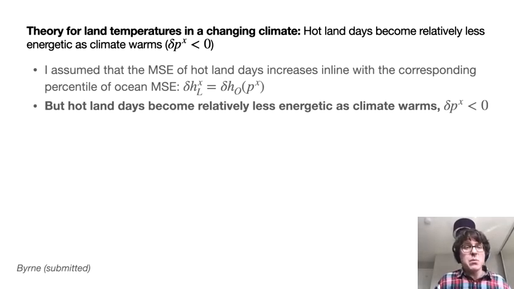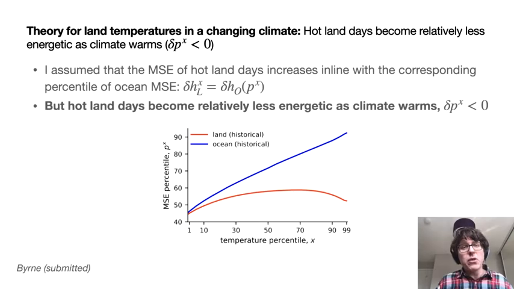When I developed the simple theory in the previous slide, I assumed that the moist static energy of hot days increases in line with the corresponding percentile of ocean moist static energy. So I assumed that delta H on days exceeding the X percentile was just equal to the change in ocean moist static energy at the Px percentile. But that assumed that the moist static energy percentile to which hot land days correspond itself stays constant as climate changes. But what I found looking at these simulations is actually hot days over land become relatively less energetic as climate warms. So this means that the Px percentile to which hot land days correspond actually decreases as climate warms.